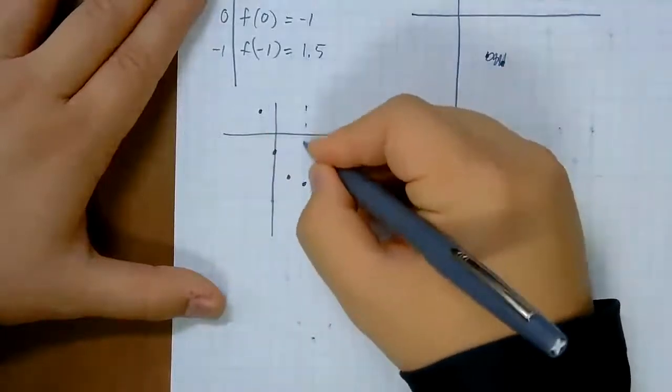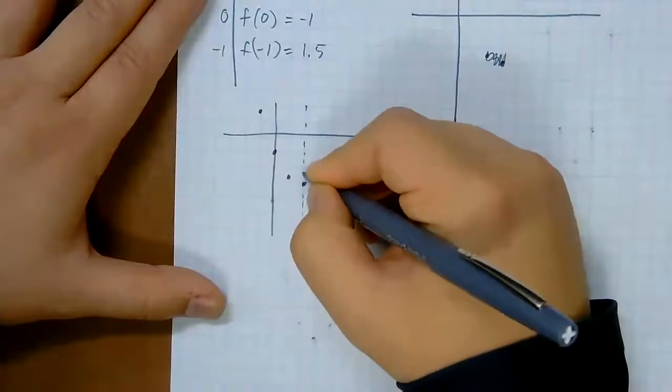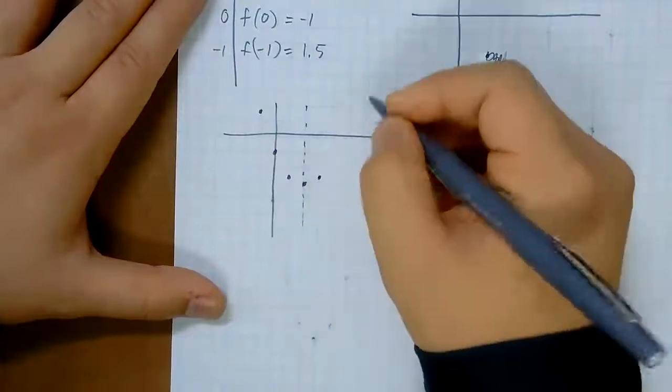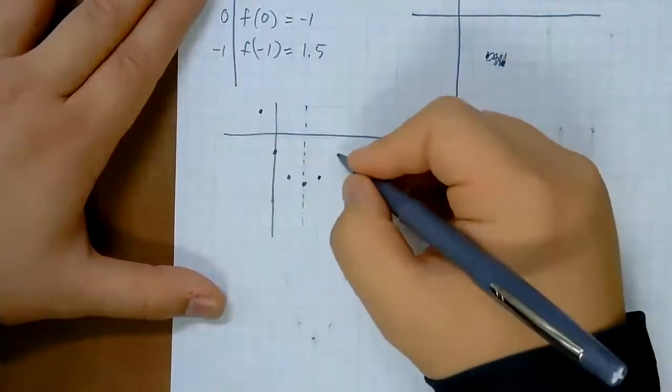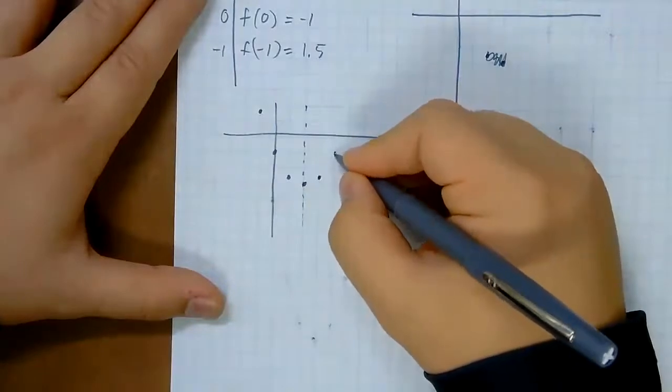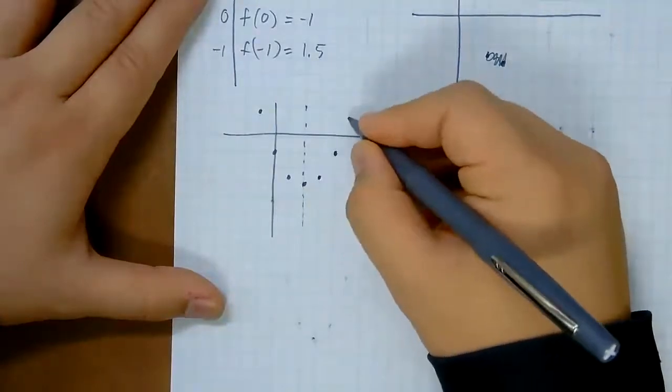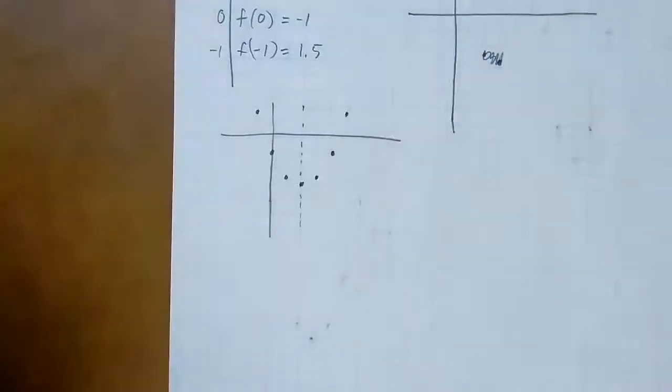Okay, we have our line of symmetry, so we do the same thing on the other side. 3, negative 2.5; 4, negative 1; 5, 1.5.